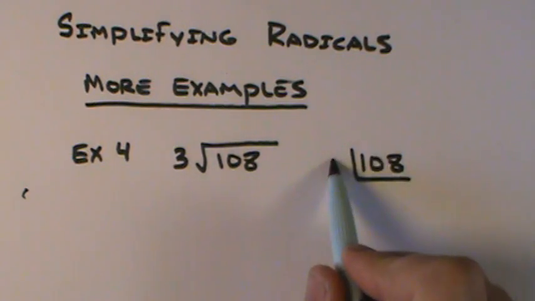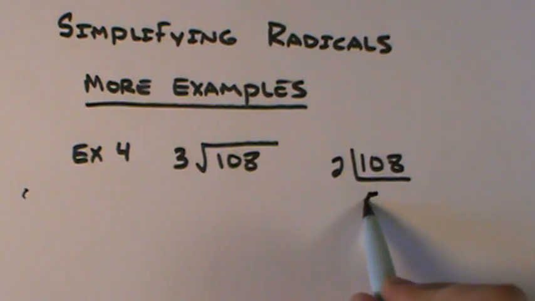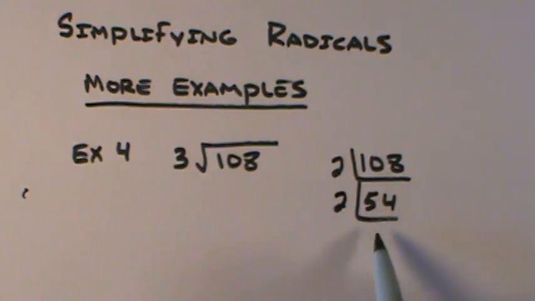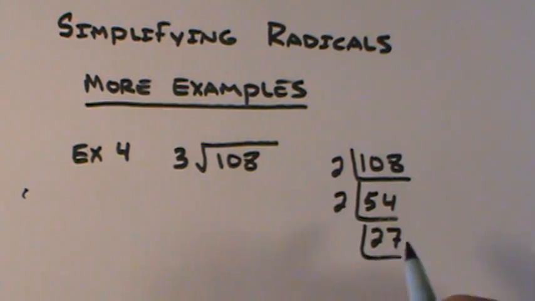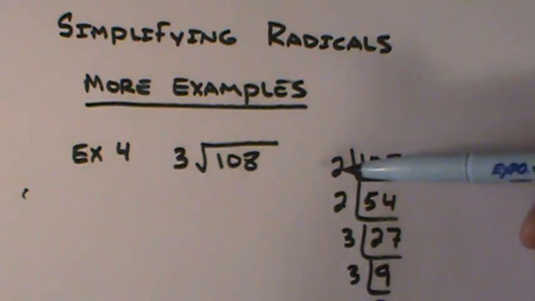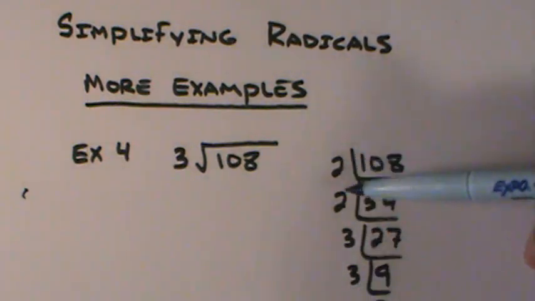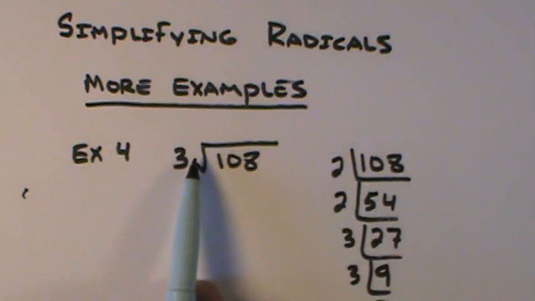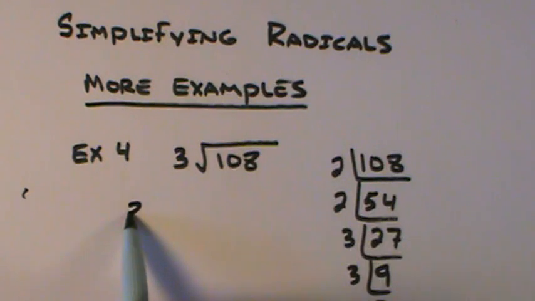108's even, so I know it divides by 2. Takes me to 54. 54 is even, so I divide by 2. Takes me to 27. 27 is divisible by 3, which takes me to 9. And then 9's a square, so I know that's 3 times 3. So I look at all these prime values, the prime factorization. I'm looking for pairs because the index has the implied 2. It's a square root. And so I could write this as 3.